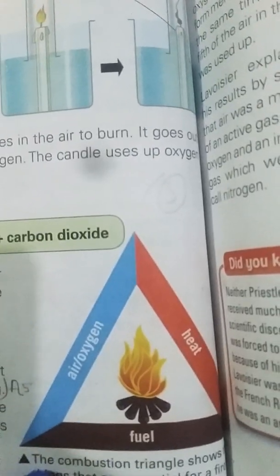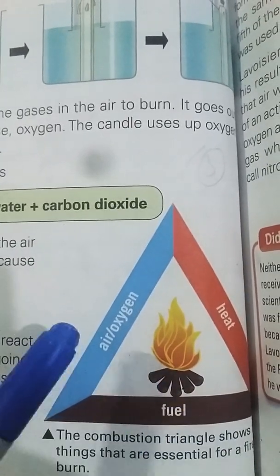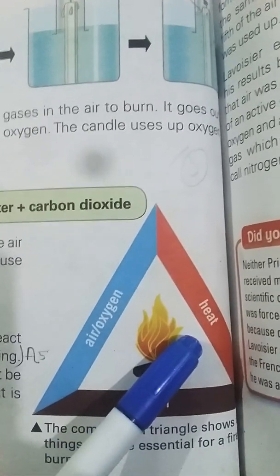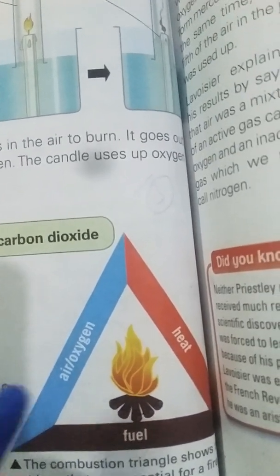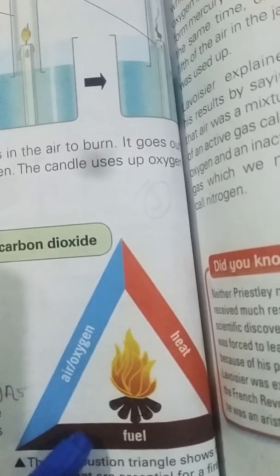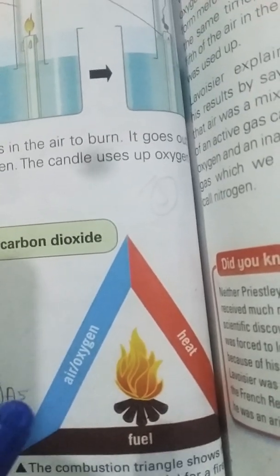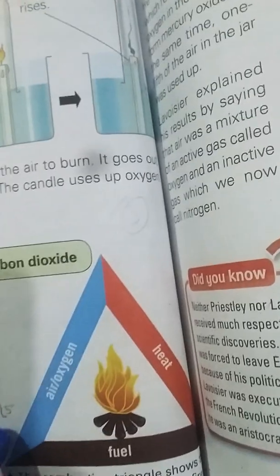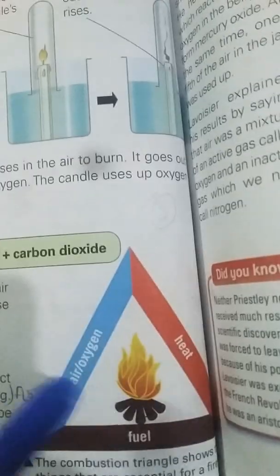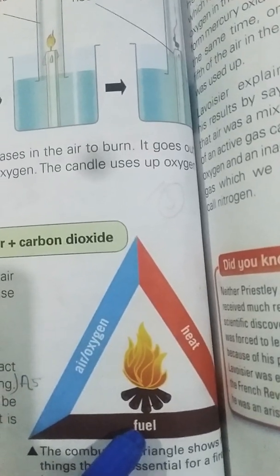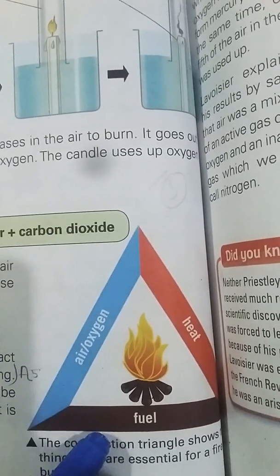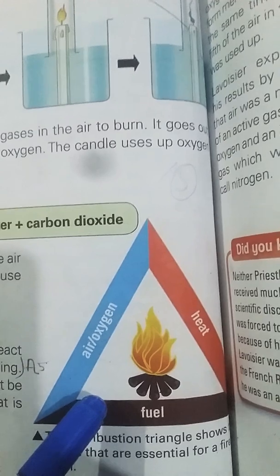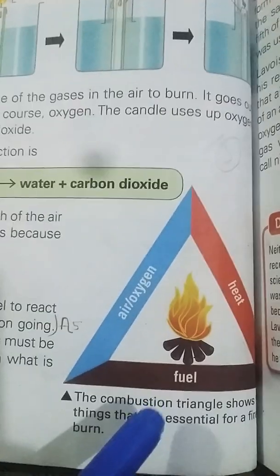We need all three of these things, air, fuel and heat, to burn something or to keep the chemical reaction going. And if we have to put out the fire, at least one of these things must be removed. And how can these things be removed? First of all, we take the fuel.